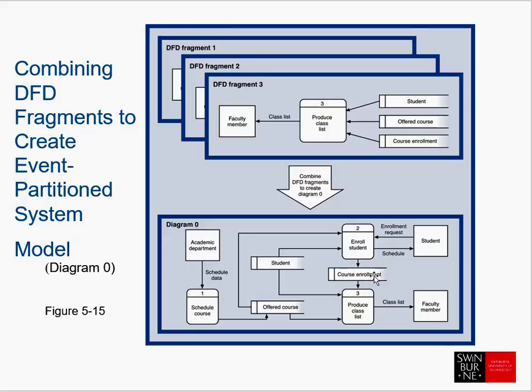And then at the end of the semester, or the middle of the teaching period, or whatever the time period, the system is going to produce a class list back to the faculty member. So the logic represented in these three fragments we captured in diagram 0, or the event partition system model. So that logic needs to be represented very carefully and clearly in this diagram 0.